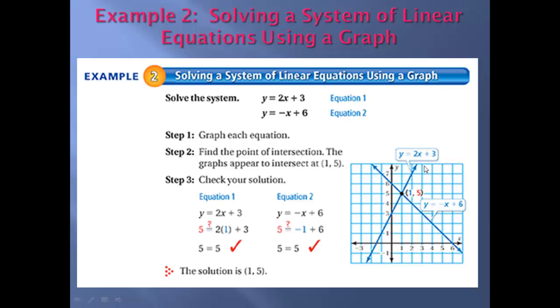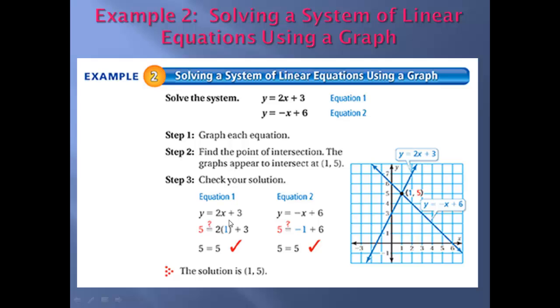You can see that this line was y equals 2x plus 3, and this line represents the equation y equals negative x plus 6. We want to see where they meet, and they meet at 1, 5, so our solution is 1, 5. We can plug this solution into each of our equations to see if it is true.